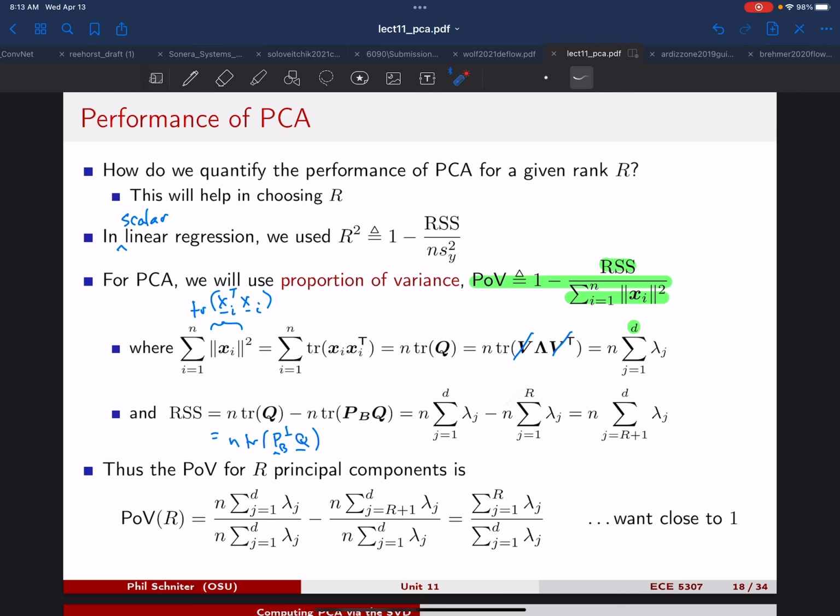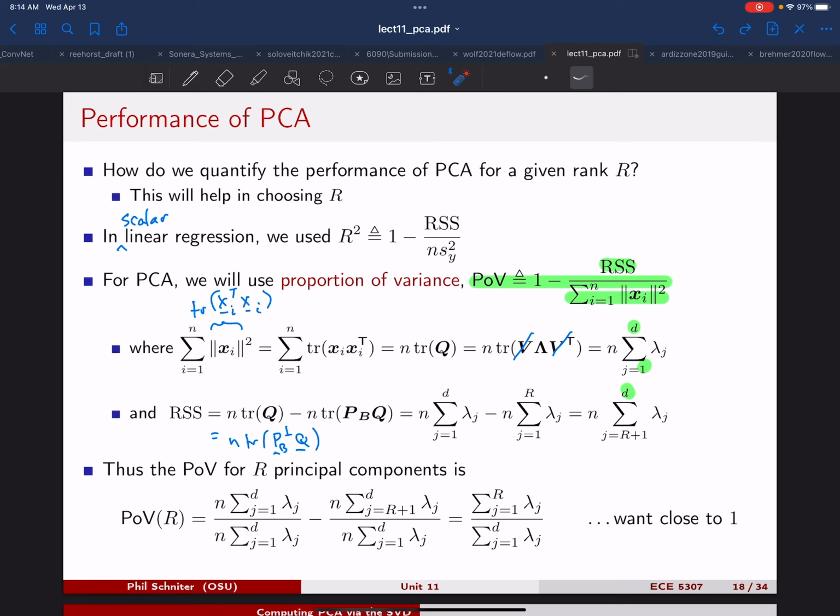Okay, so we have the total sum from 1 through D minus the first R components, which gives us the last D minus R components. So this goes from 1 to D, this goes from R plus 1 to D. And so finally we can write this expression down here. We'll write the 1 as this, and we'll write this ratio like this, using the above. They have the same denominator, so we can just subtract the numerator terms, and you can see I'm taking all D minus the last D minus R, which gives me the first R.